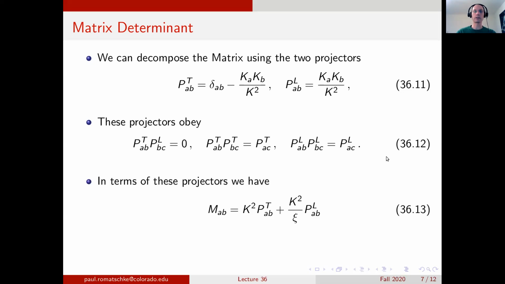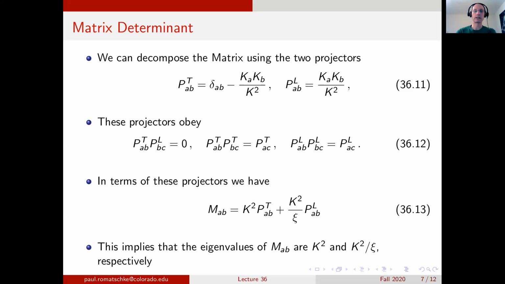In terms of these projectors, we can write down the matrix MAB as K squared times projector PT plus K squared over Xi times projector PL. This means that the eigenvalues of the matrix with respect to these particular projectors are K squared and K squared over Xi.